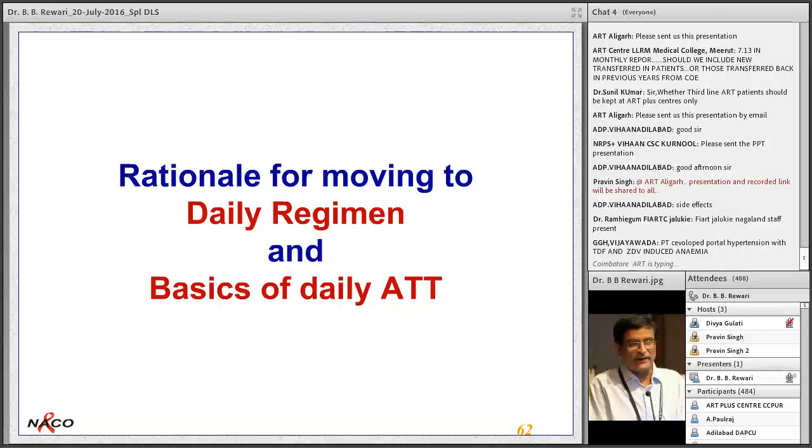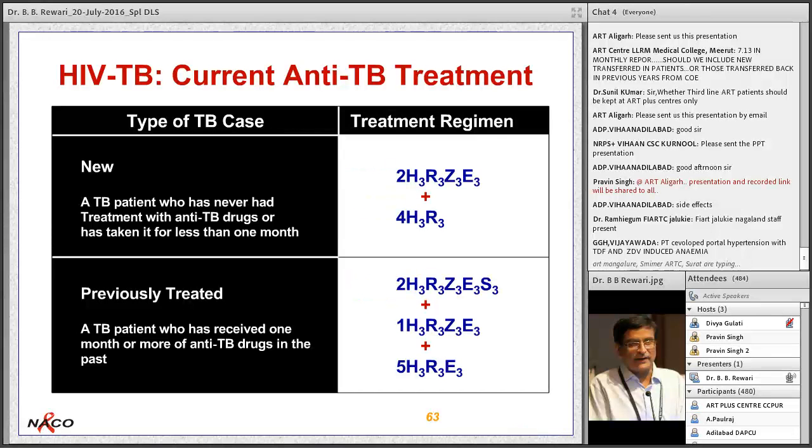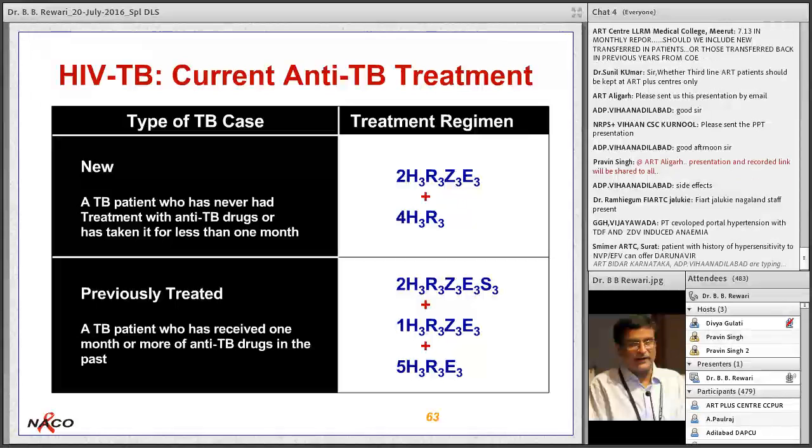So, as you may be aware, some of you, we are now moving to a daily regimen for antitubercular treatment. We were using the current regimen, whereby we were giving an intermittent therapy. There are two phases here: 2 months is your intensive phase and 4 months is your continuation phase. And there are only two types of TB patient now. It is so much simplified. All TB patients who have never had treatment with anti-TB drugs, mind the word drugs, or have taken it for less than 1 month, are called new patients. And those who have received 1 month or more of anti-TB drugs are called previously treated patients.